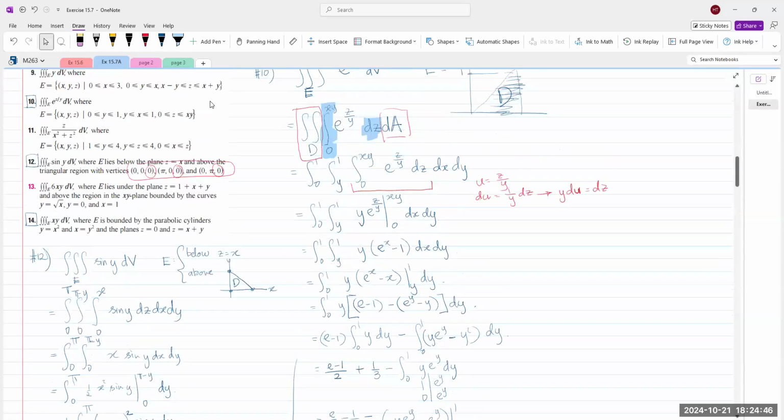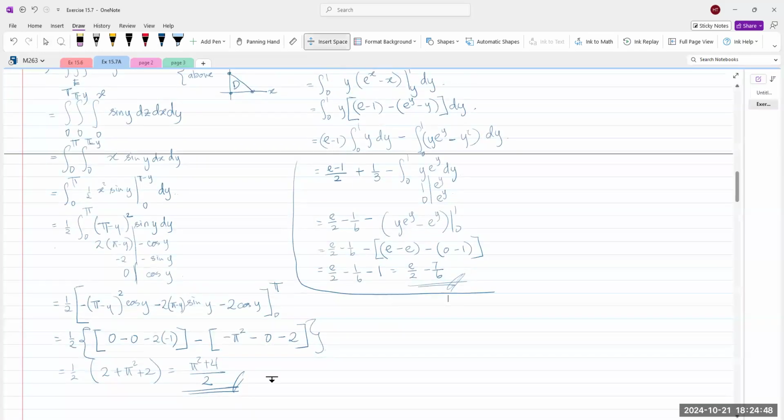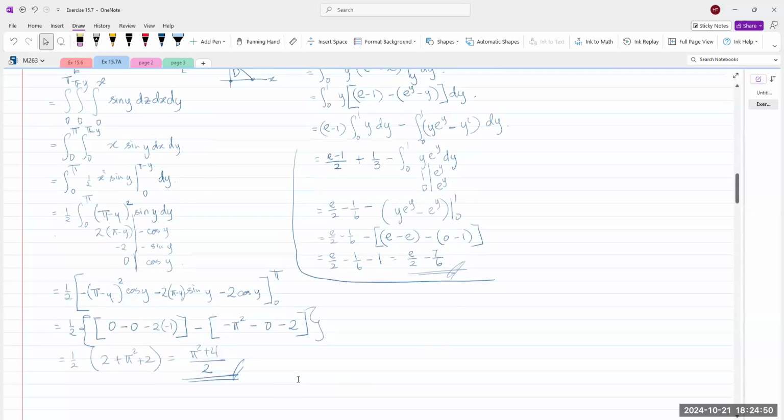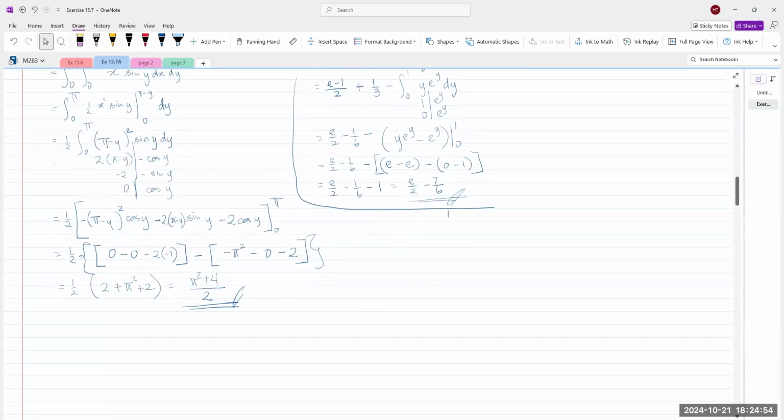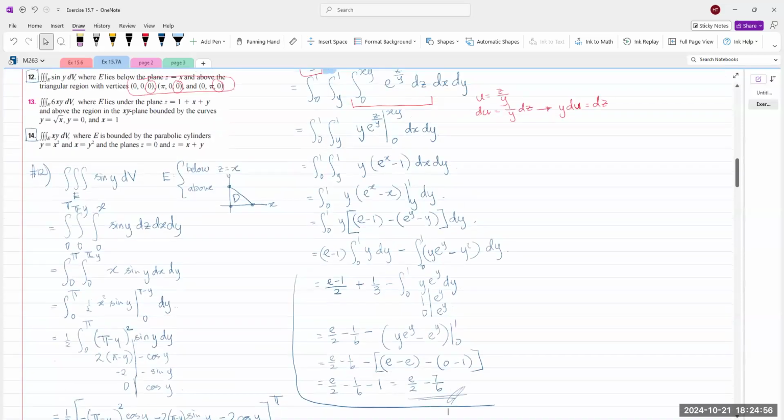That's for number 12. See, I still have number 14. You can tell this section is hard because it's more into the tedious, being tedious. Number 14, let me copy that number 14 here.